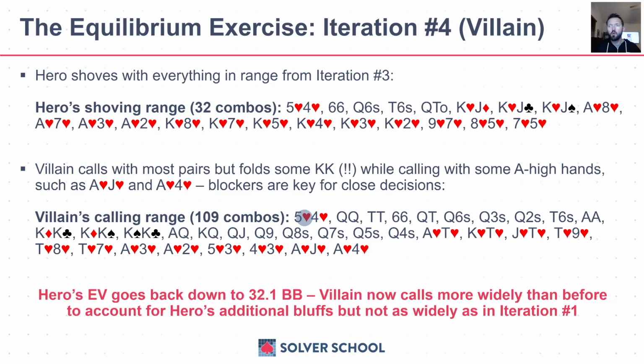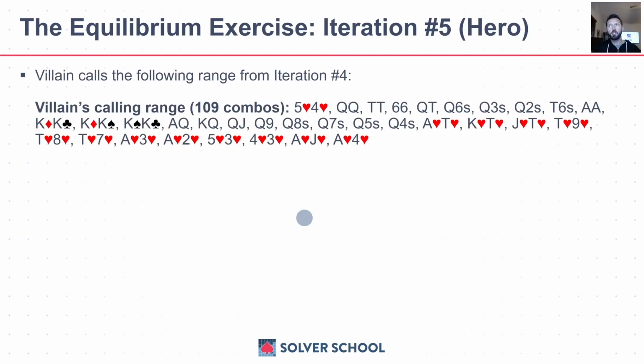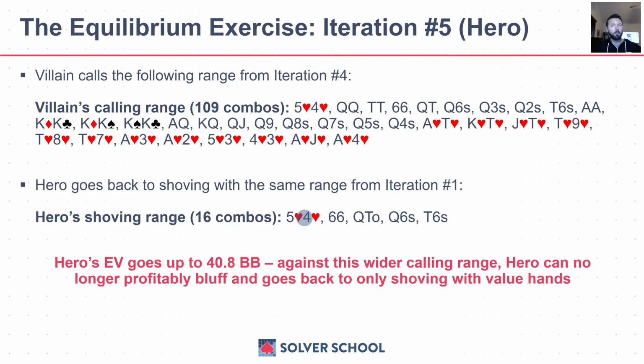So Hero's EV goes back down to 32.1 big blinds, which is less than the 35.5 big blinds if it was checked down. Villain calls more widely to account for Hero's additional bluffs, but not as widely as in iteration number 1. So we'll do this one more time, going back to iteration number 5. If we have villain's calling range, what should Hero be shoving with? And what we find is that Hero should be going back to shoving with the same range from iteration number 1. And Hero's EV goes back up to 40.8 big blinds against this wider calling range. You can no longer profitably bluff and go back to shoving with only value hands in range.